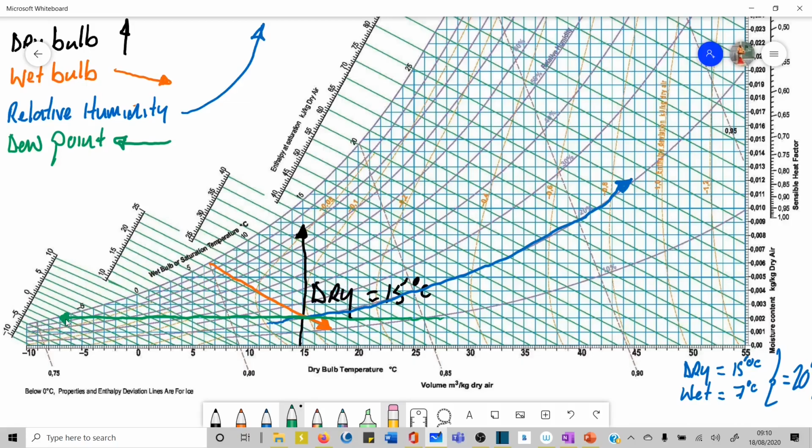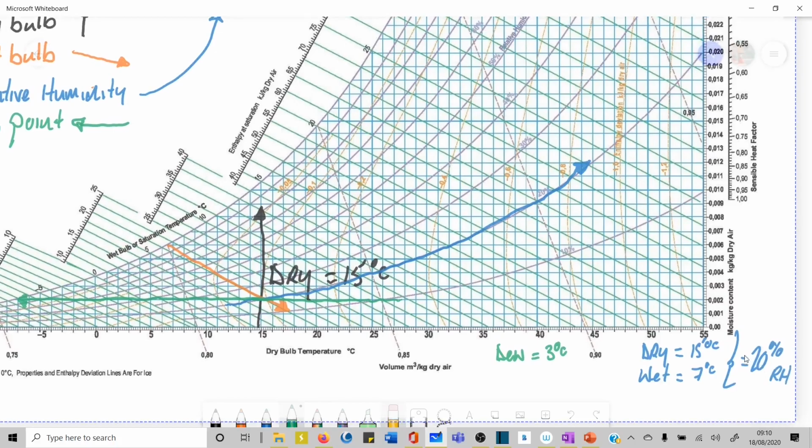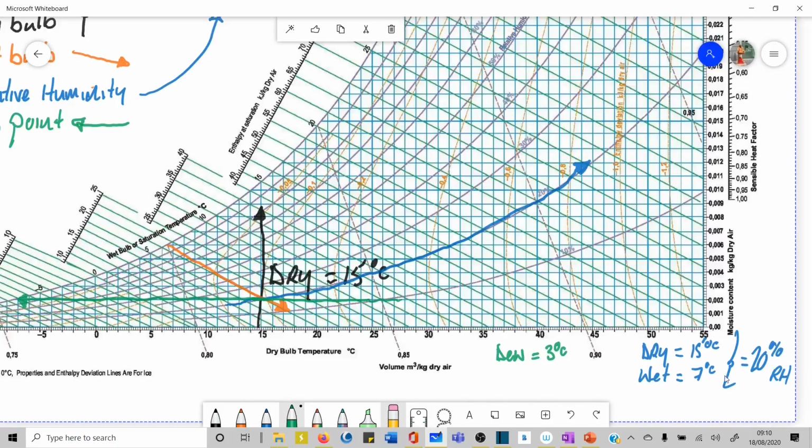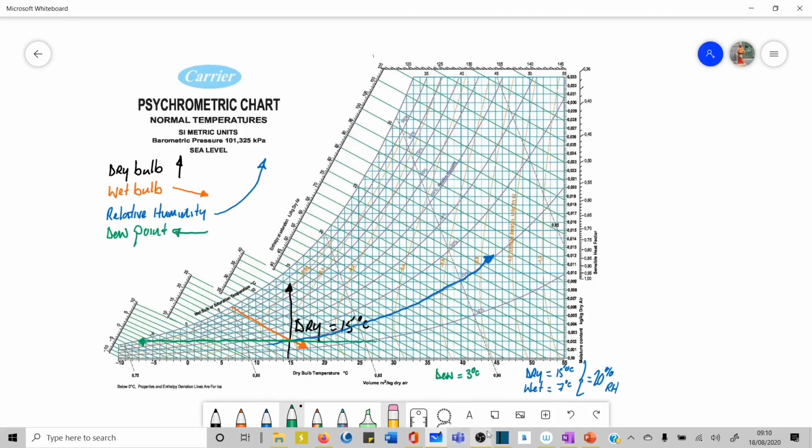That's the reading. So we could now say that dew equals, let's see, 5, 4, 3, at 3 degrees. Now what that means is, at the moment we've got a dry temperature of 15 degrees and a wet bulb temperature of 7 degrees. And by the way, let's remember that we're at 20% relative humidity. That's what this chart has given us here. We can see that here.